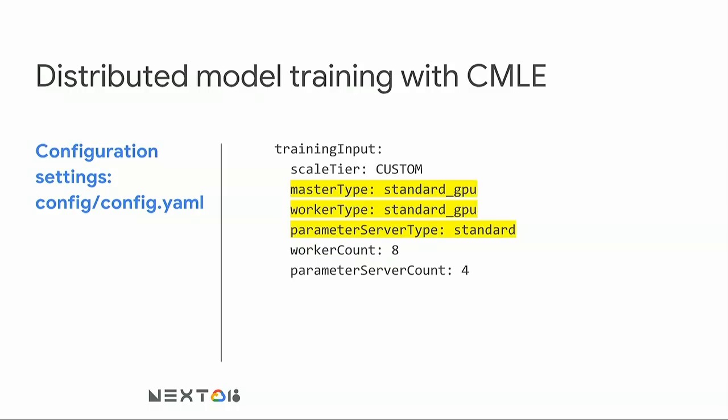So based on that usage, we're going to be using standard GPU for master and worker nodes, and we're going to be using standard CPU for parameter servers. And we also get to specify how many workers or how many parameter servers we want to use. For this example, we're going to be training a model with 8 workers and 4 parameter servers.